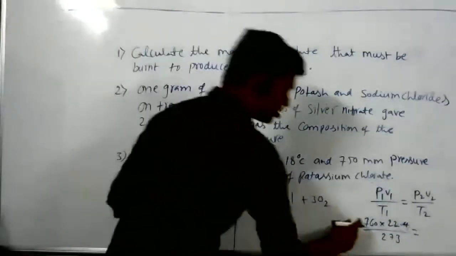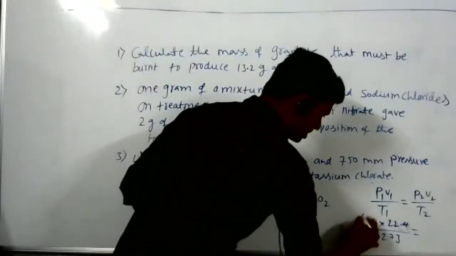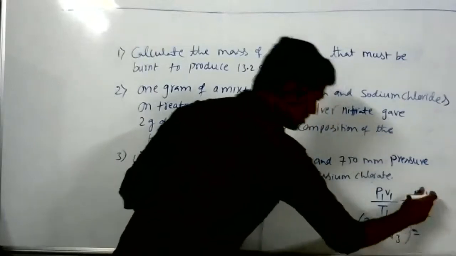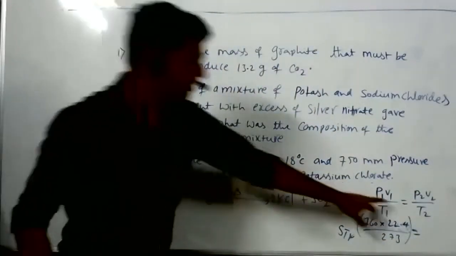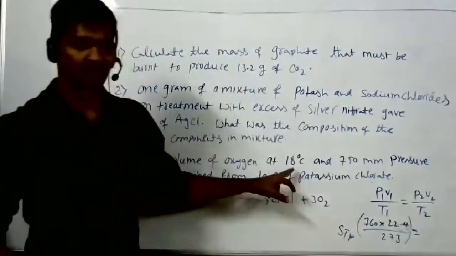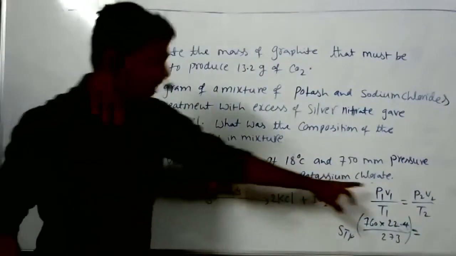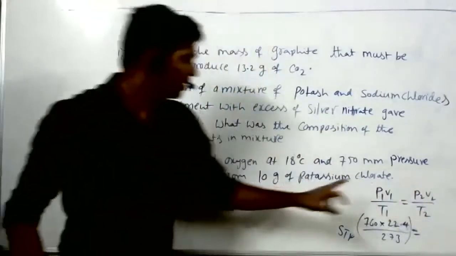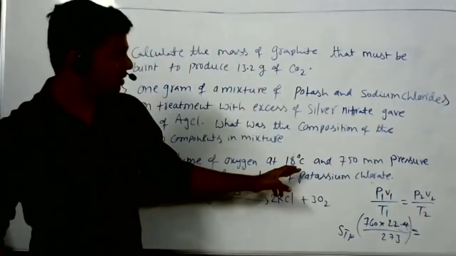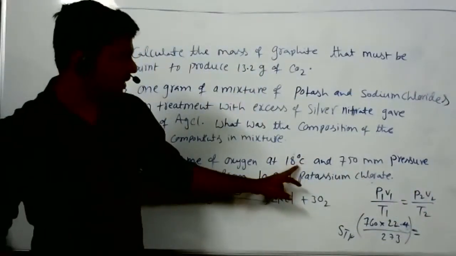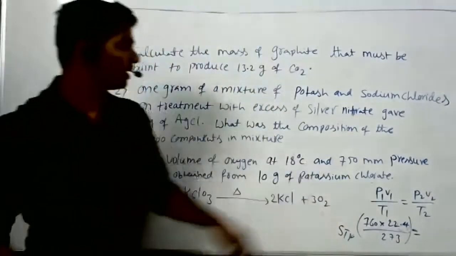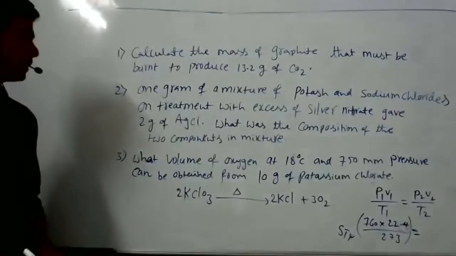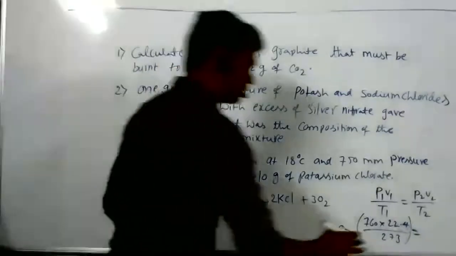On one side you take STP condition, and on this side P2. P2 is 750. V2 we have to calculate, the volume. Then temperature is 18 degrees centigrade. This one convert into Kelvin. Here 291.